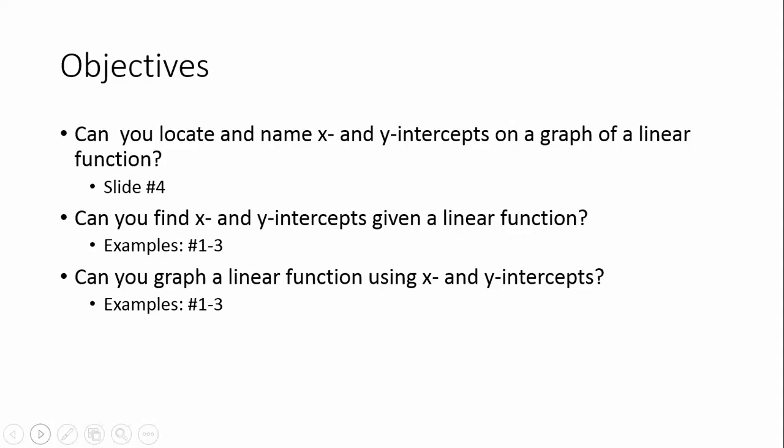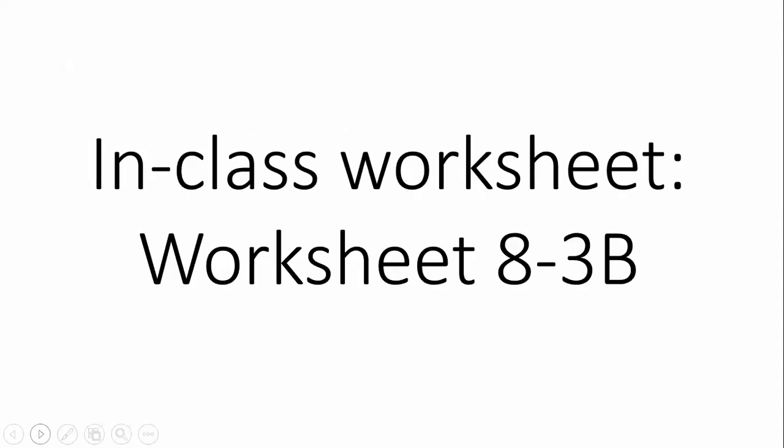So can you locate and name x and y intercepts on a graph of a linear function? Go back to, I believe it's actually maybe the third slide, that had the 2 graphs on it, where we were looking at the equations and circling and labeling where the x and y intercepts were. If you understand that, then you can locate and name the x and y intercepts. Can you find x and y intercepts given a linear function? That's what we did on examples 1 through 3. And then finally, we were able to graph using those x and y intercepts. In class, we'll work on worksheet 8.3b.